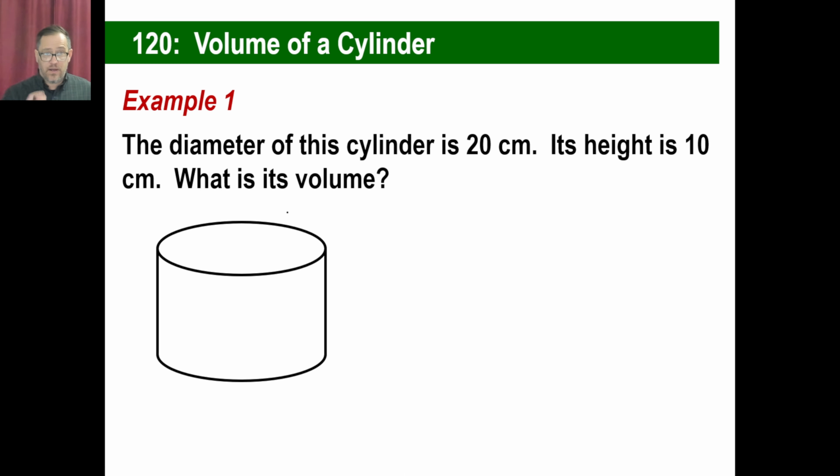Okay. The diameter of this cylinder is 20. The height is 10. What's the volume? Feel free to get a pencil and do this in your books if you want to. If the diameter of this thing is 20, well, we don't want diameter in this formula. We want radius, right? So if that's true, we can just go, okay, this radius is 10, right?